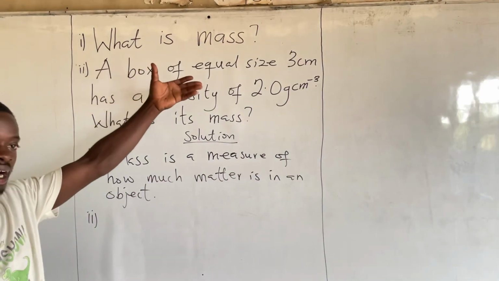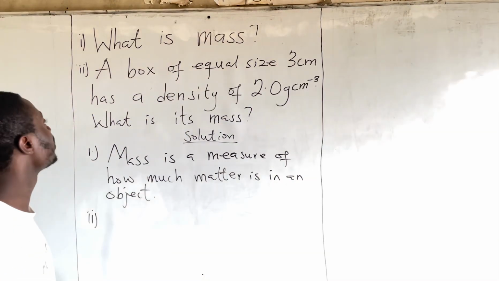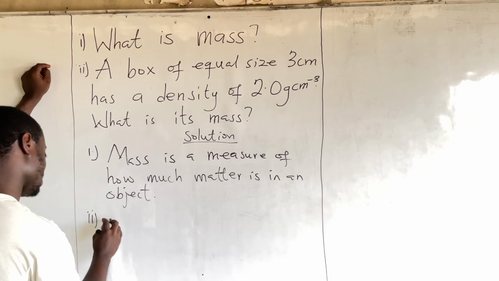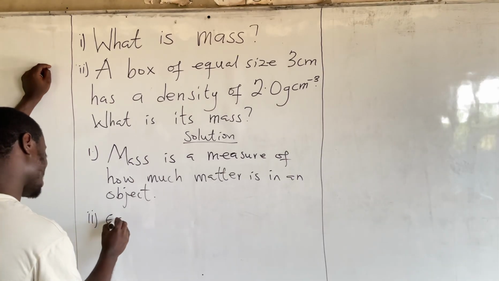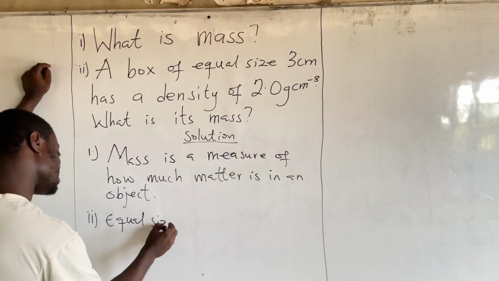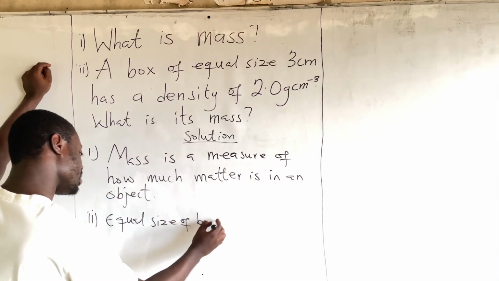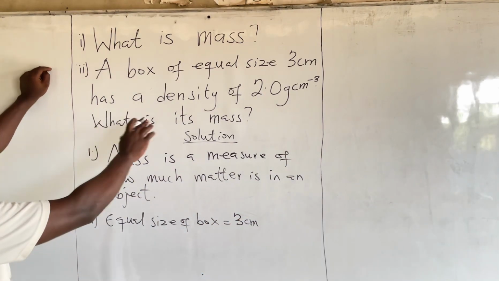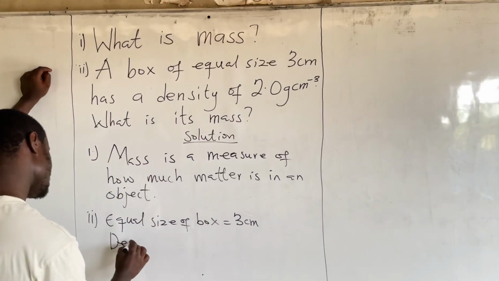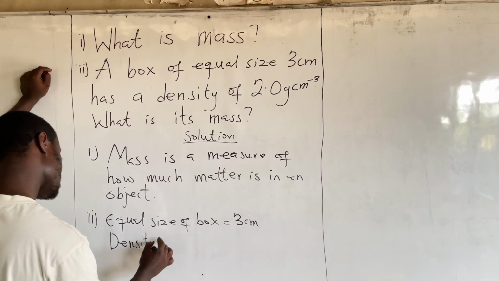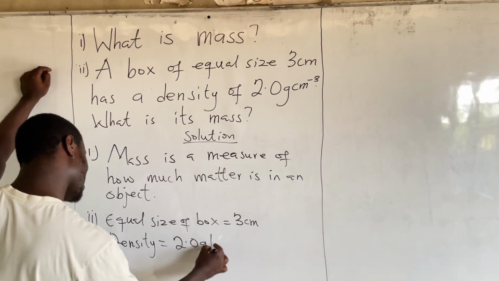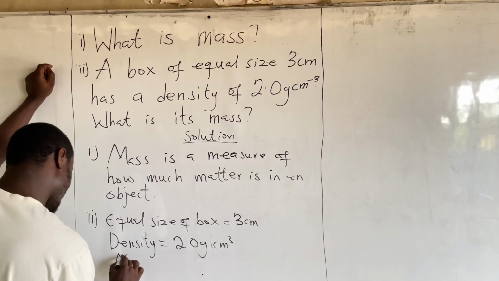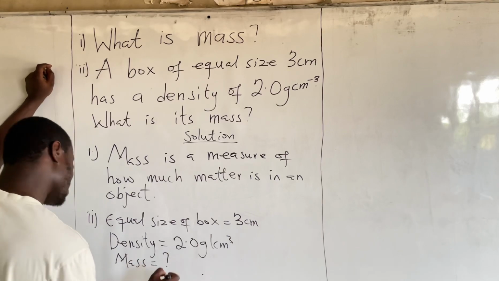So let's read the question, bring out all the meaningful information before we solve it. So a box of equal size. So the box has an equal size. So we can say equal size of box is 3 centimeters. Okay. Has a density of 2.0. So the density is equal to 2.0 gram per centimeter cube. What is its mass? So we are going to find mass. So mass will be question mark.